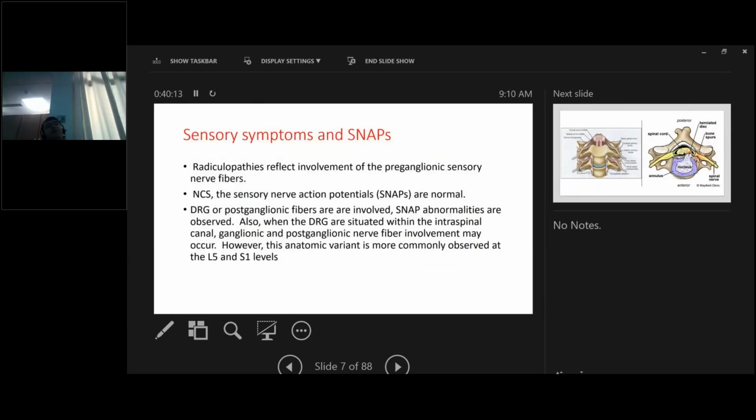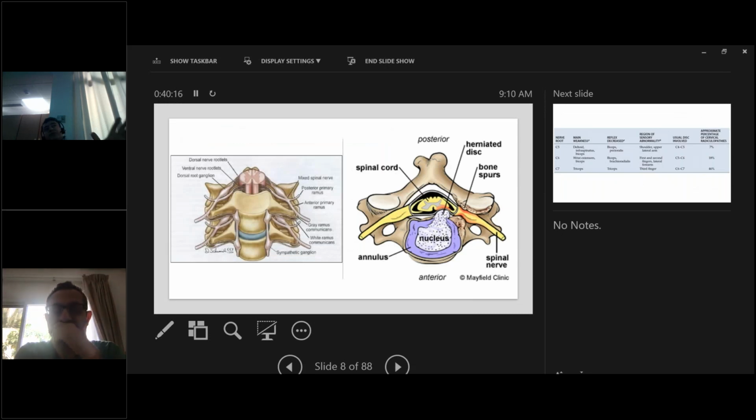So the SNAP here, if you have radiculopathy, for example, the patient will complain of numbness. And if you examine him, you may find numbness in the distribution of a dermatome. But if you do a sensory nerve conduction study, it should be normal. There is a rare exception. Sometimes at L5 the nerve root can be proximal, so the dorsal root ganglia can be pushed, and then you may have some sensory abnormality. But this is the exception.